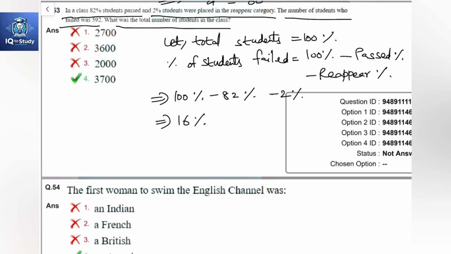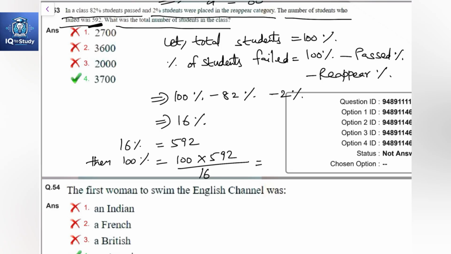According to the question, the number of students who failed was 592. So 16% is equal to 592. Then 100% is equal to 100 into 592 divided by 16, which is equal to 3700. So the total number of students in the class is 3700.